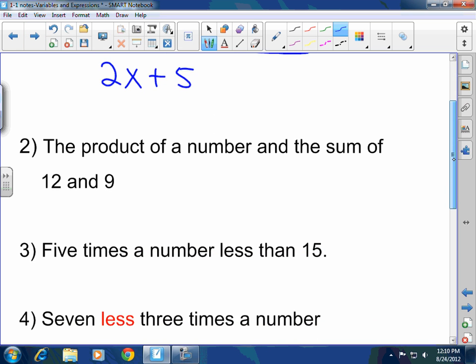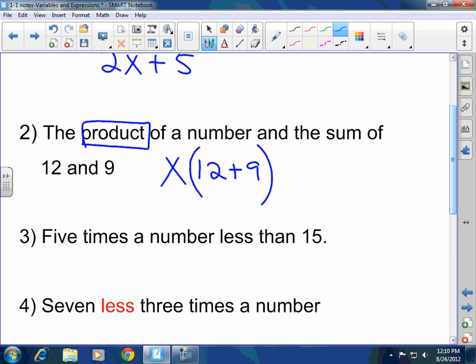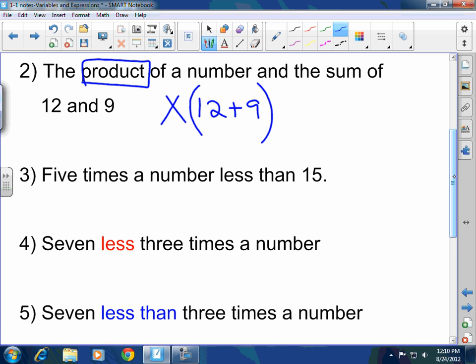Okay, now, how about the product of a number and the sum of 12 and 9? X, the product of a number and... Plus? No, it's the product of a number and the sum of 12 and 9. I've got to read these. 5 times a number less than 15. Yes, sir. No, 5 times a number less than.